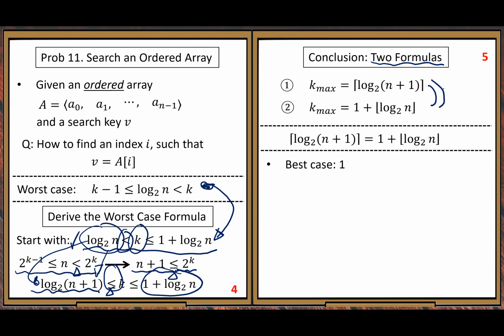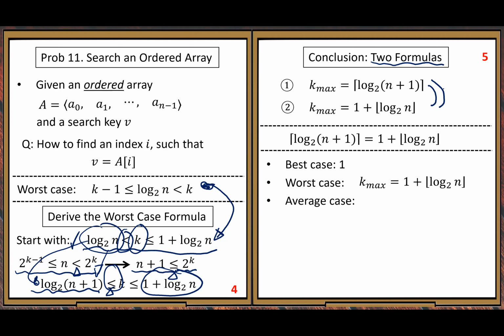All right, so now the conclusion. After this step, the conclusion for best case, worst case, then average case. First, the best case is 1. That's the easiest case. Second, for the worst case, we just find the formula. You can use one of the 2 equivalent versions. You just pick one. Here I picked the second one. But the average case is the hardest one.